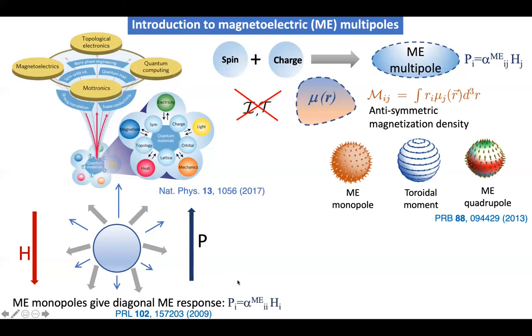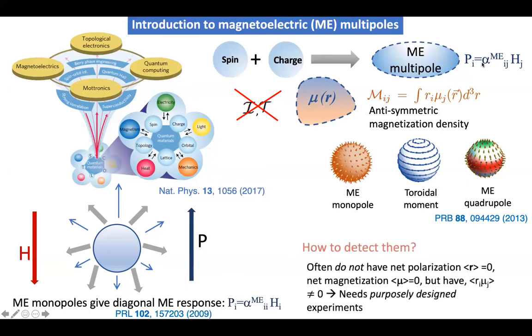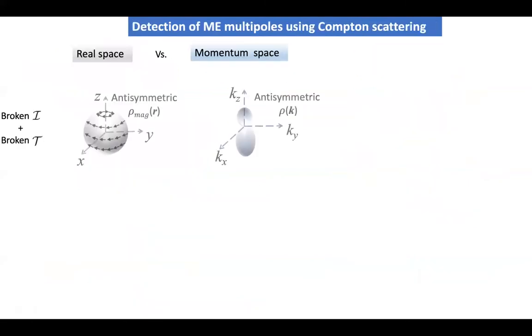Since these multipoles are important to understand the magnetoelectric response, a natural question is how to detect them. The detection of these multipoles is, however, not so straightforward, simply because they neither have any net polarization nor any net magnetization, as we just saw in the example of the magnetoelectric monopole. Therefore, we need to design experiments to detect them. And this is exactly the motivation of our work.